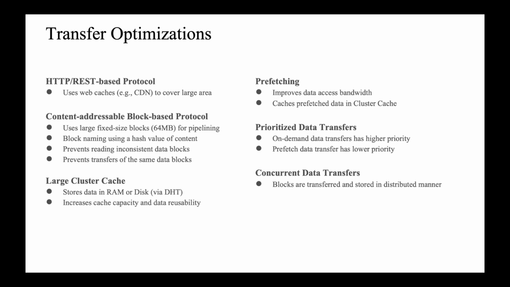Stargate also prefetches data blocks that will be accessed soon. Prefetching improves data access bandwidth. Stargate prioritizes on-demand data transfers, then prefetch data transfers to respond to data access requests from computations quickly. Lastly, Stargate uses concurrent data transfers. Transfers are performed using all cluster nodes, and the transferred data are stored in the distributed hash table for later use.